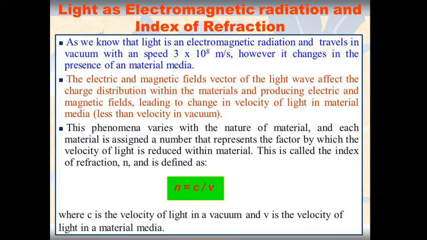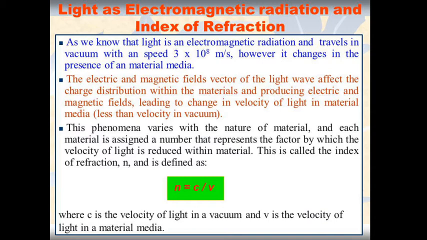Light is an electromagnetic radiation. It can travel in vacuum with a speed of approximately 3 times 10 to the power 8 meters per second. However, it changes in the presence of material media, depending on whether the media are isotropic or anisotropic. The electric and magnetic field vectors of the light wave affect the charge distribution within the material, producing electric and magnetic fields, leading to a change in the velocity of light in the material medium, which is generally less than the velocity of light in vacuum.